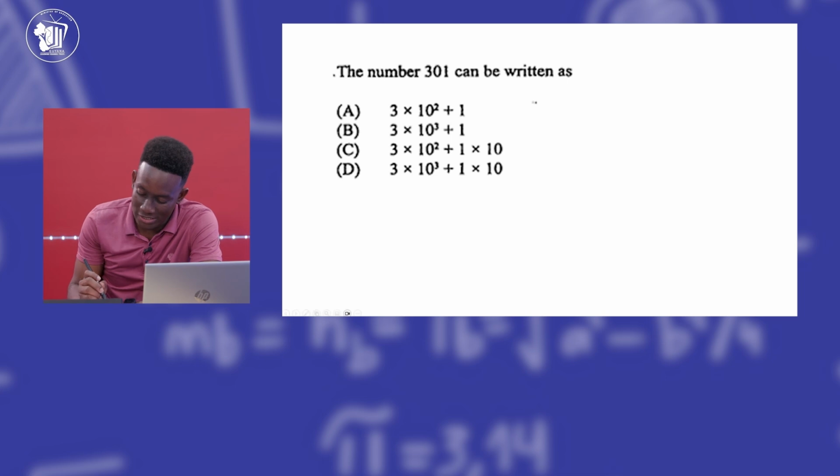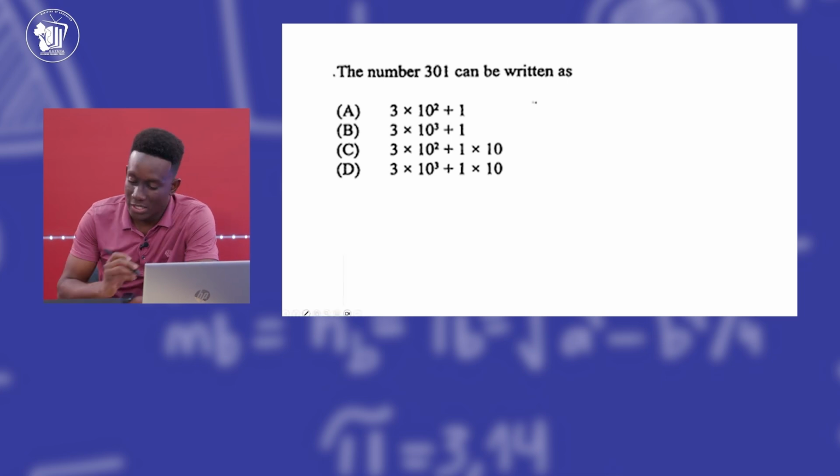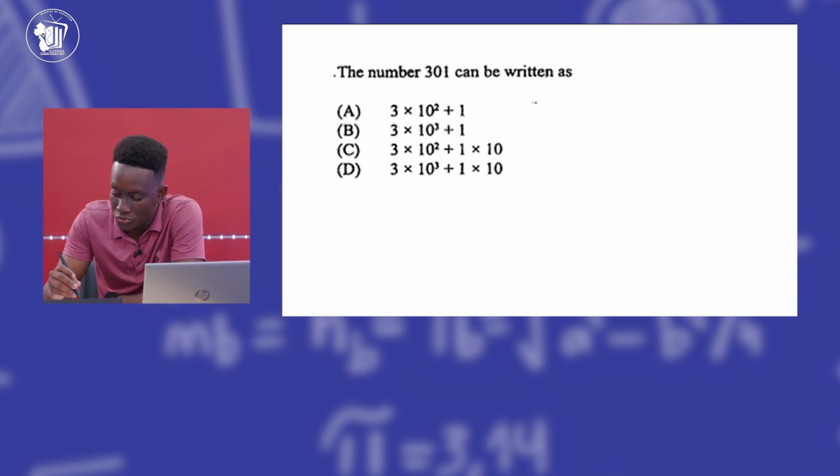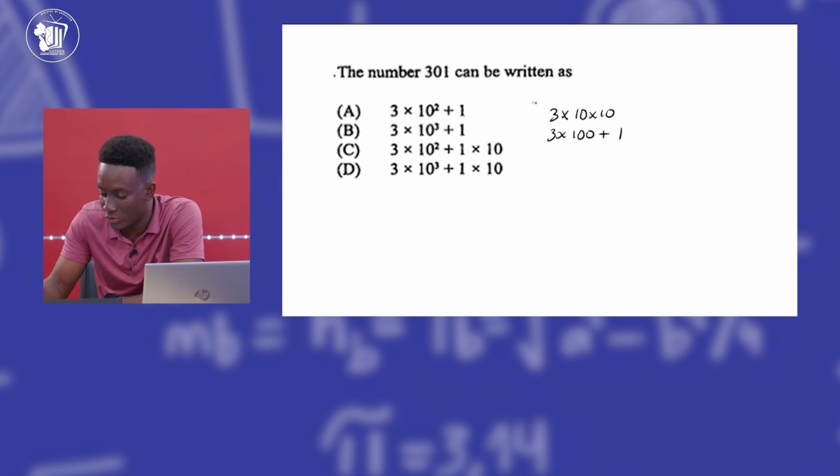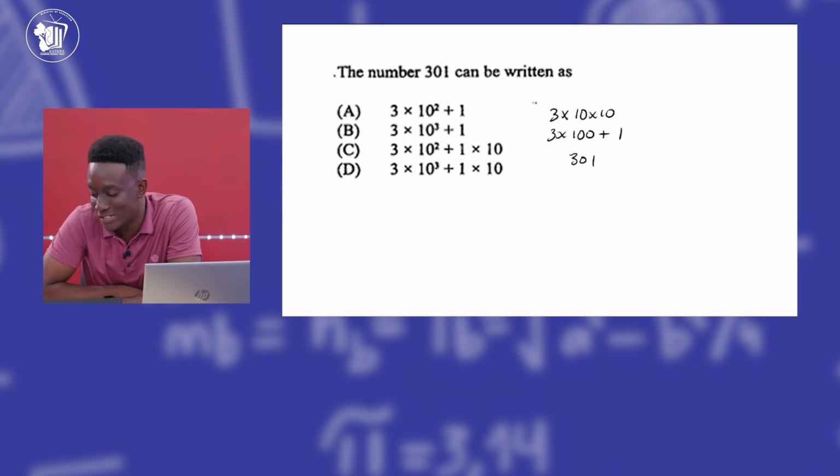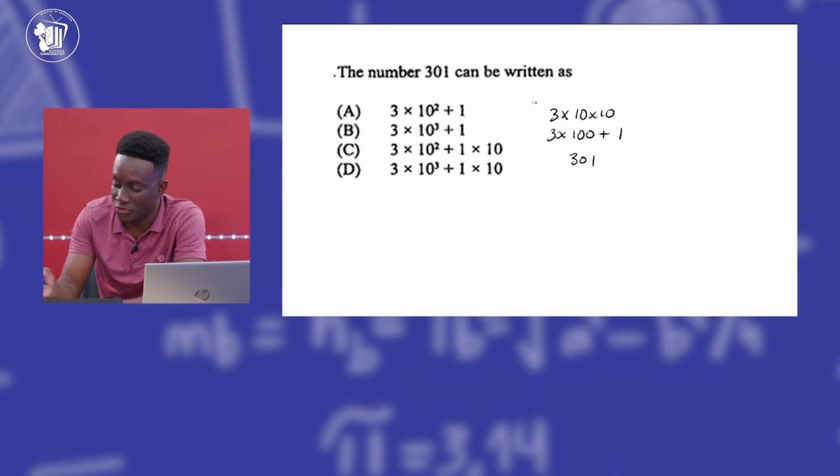So here's the thing with these kind of questions. We know 3 multiplied by 10 to the second power is the same as 3 multiplied by 10 times 10. So this will be 3 multiplied by 100 plus 1. 3 times 100 plus 1 would give you 301. So the answer there simply is A. 3 times 10 to the second power plus 1 would be the same as 301.